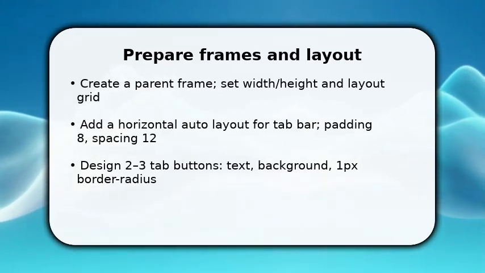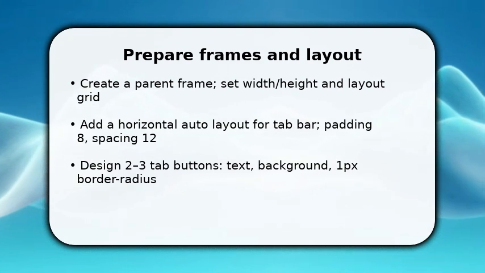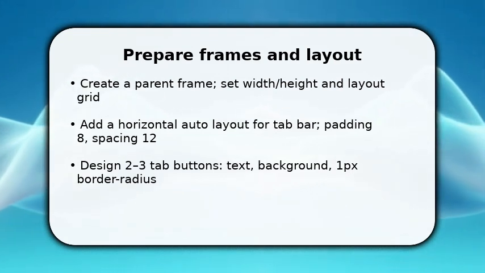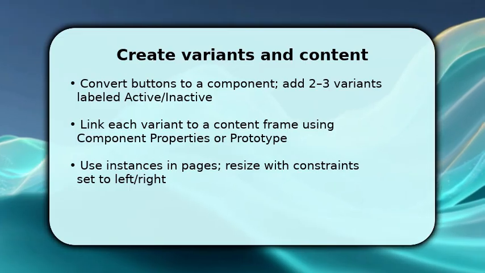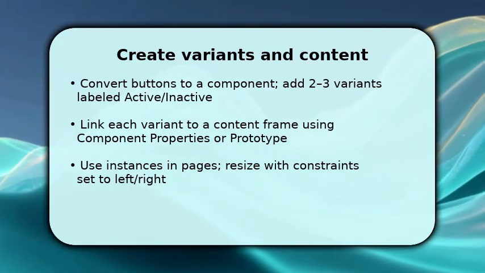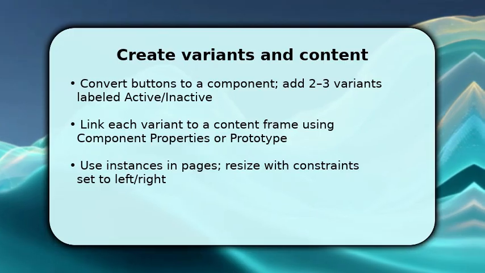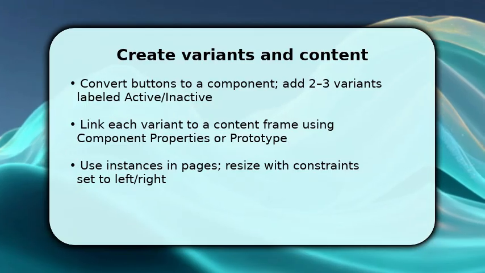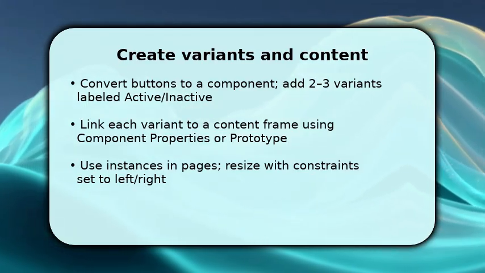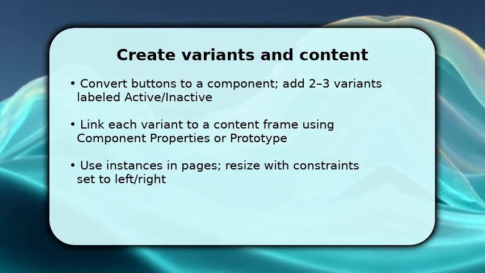You now turn buttons into a single component and add variants for active and inactive states. Name them clearly so you can switch easily. Next, create separate content frames that correspond to each tab and either use component properties, property Selected, to swap content or connect via prototype interactions to change visible frames on click.